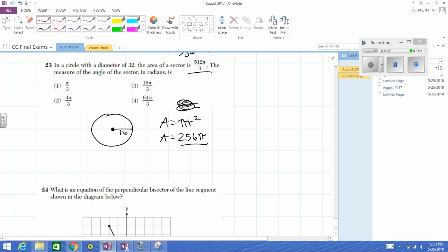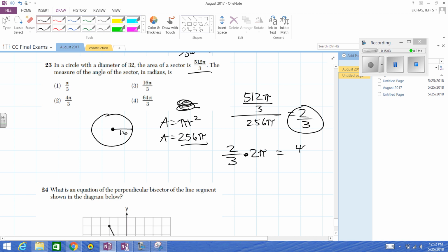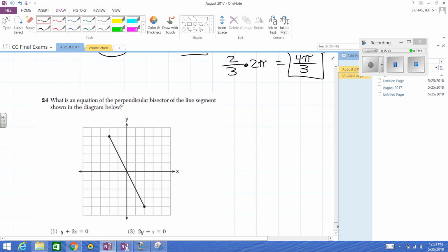Now, what's the ratio of this, right? What's the ratio of this over this? Part over whole, 512 pi over 3 to 256 pi. Pi's cancel, I think that's 2/3. Okay, so 2/3 of 360, but that's not a choice. 2/3 of 2 pi, because there's 2 pi radians in a full circle, is 4 pi over 3. Okay, tough problem, but that's what we're looking at there. That's radian measure of, what would it be, 240 degrees.